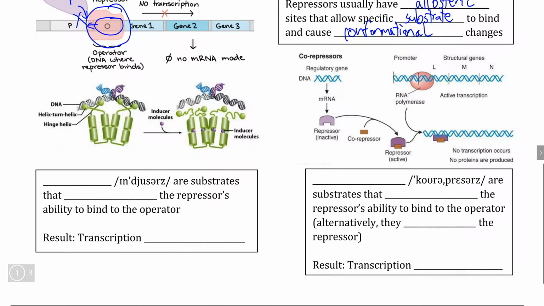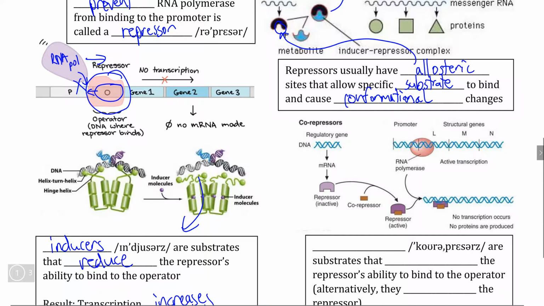For example, of a substrate that can bind to the allosteric site, one possible substrate is what we call inducers, and when an inducer binds to the allosteric site of a repressor protein, these actually reduce the repressor's ability to bind to the operator sequence, causing the repressor protein to actually fall off of the operator's genetic sequence, therefore resulting in an increase in transcription, because if the repressor protein is no longer bound to the operator, RNA polymerase is not obstructed and is able to begin transcription.